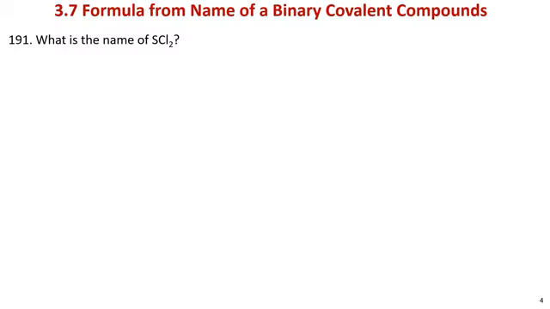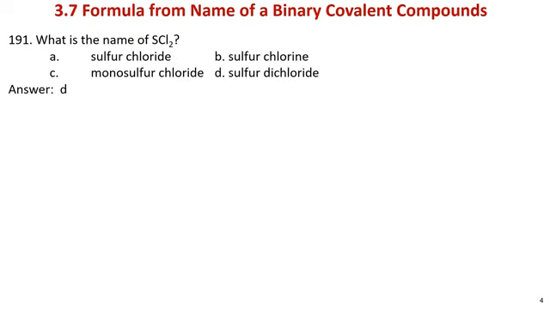Sulfur is the least electronegative atom. We write it first. So, sulfur dichloride. What is the name? Sulfur dichloride. Agree? D is the correct answer.